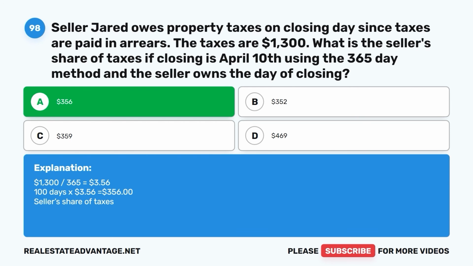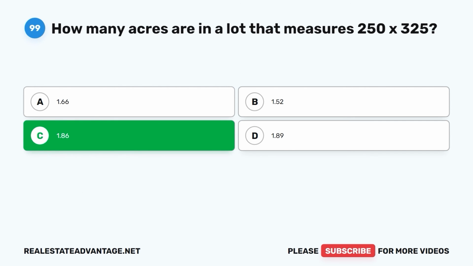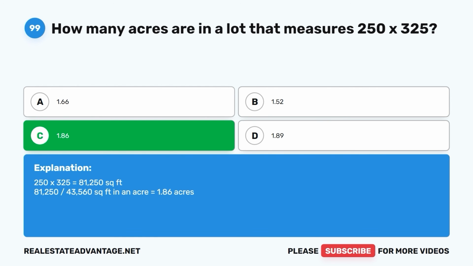Seller share of taxes. Question 99. How many acres are in a lot that measures 250 by 325? A. 1.66. B. 1.52. C. 1.86. D. 1.89. The correct answer is C. 1.86. 250 times 325 equals 81,250 square feet. 81,250 divided by 43,560 square feet in an acre equals 1.86 acres.